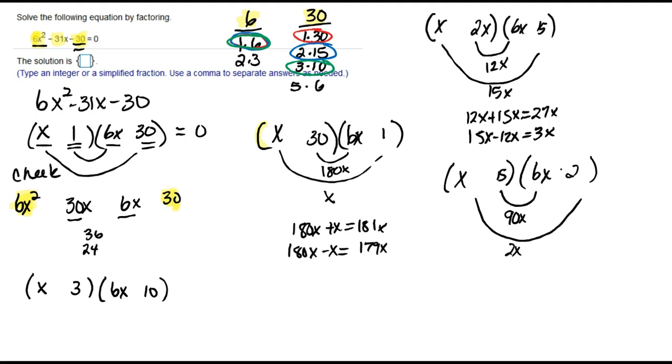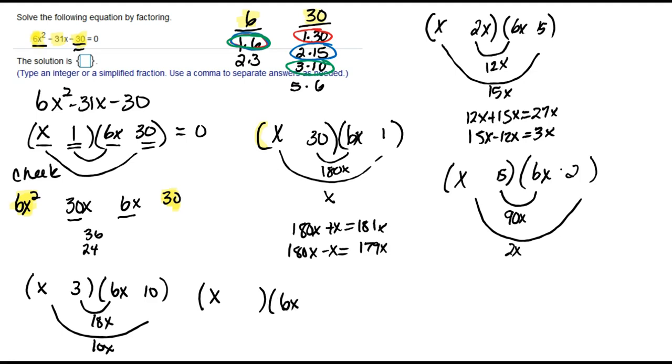3 and 10. Inside is 18x, outside is 10x. 18 plus 10 would be 28. 18 minus 10 would be 8. That doesn't work. Let's try another one.